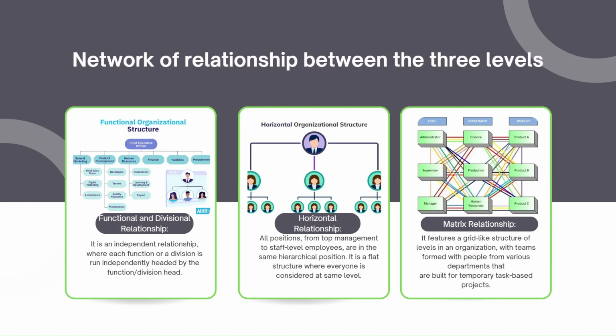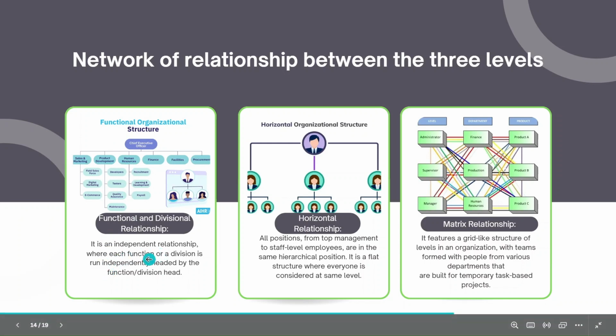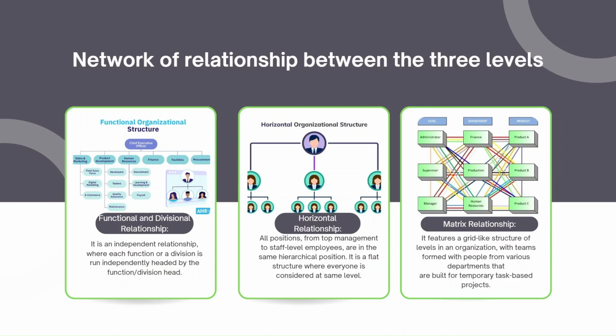For example, the first is the functional organization structure, where the top management is the one person who gives every order or idea, and it is shared with all the functional managers: sales manager, product manager, human resource manager, finance manager, facilities manager, procurement manager. He has different departments and levels under him to execute the job. This type of organization is like a vertical organization structure where the organization is divided based on the functions. It is an independent relationship where each function or division is run independently, headed by the function head. There is one head, a chief executive officer. Under him, several functions work. They report to the CEO, and the managers give the tasks to the lower-level workers.